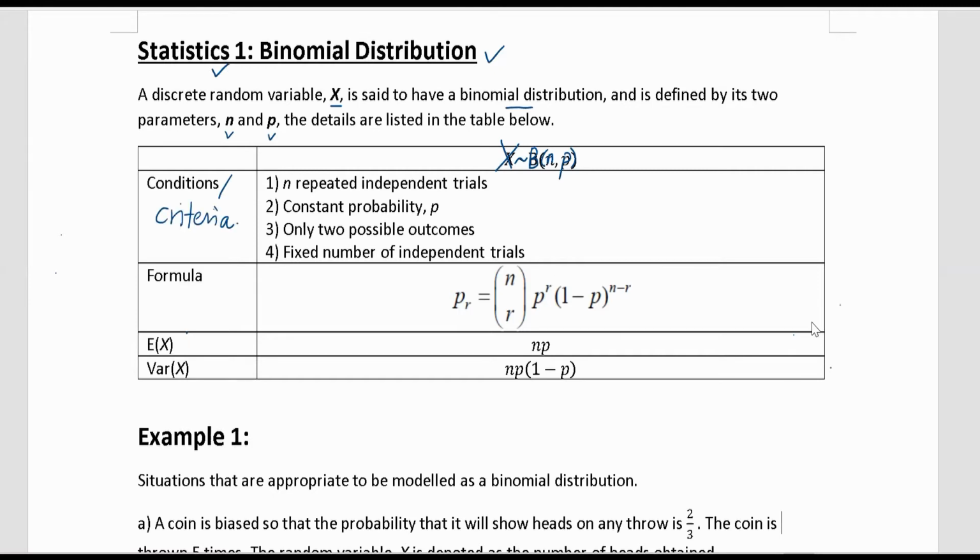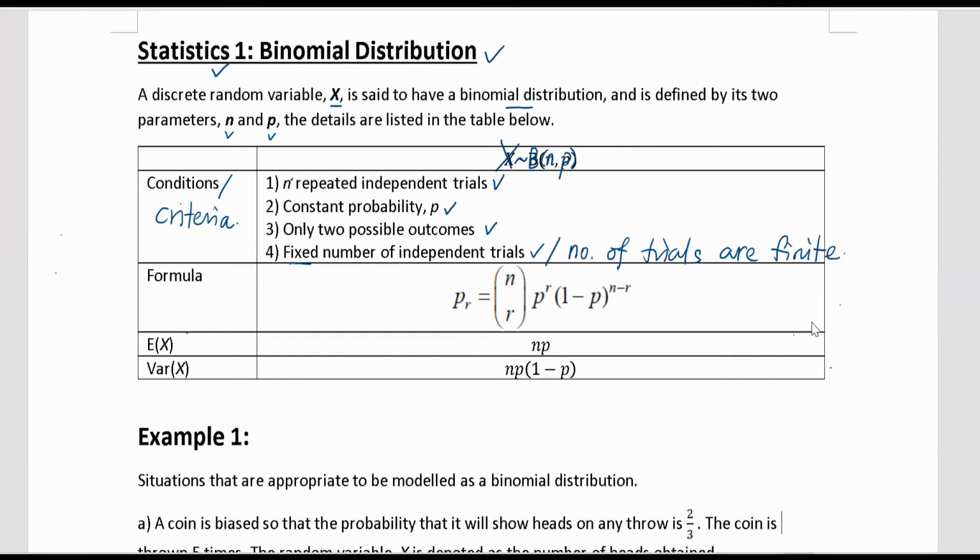First, it has n repeated independent trials. Second, constant probability, which is small letter p. That means the small letter n represents the independent trials. The third one, only two possible outcomes. And the fourth one is a fixed number of independent trials, or the number of trials is finite.